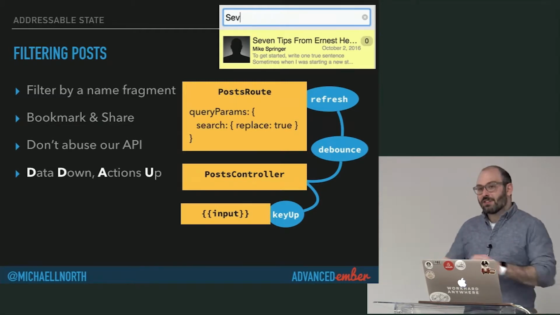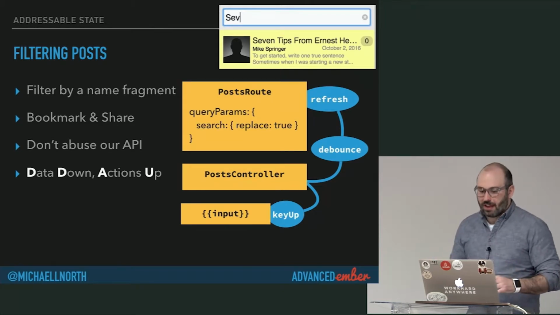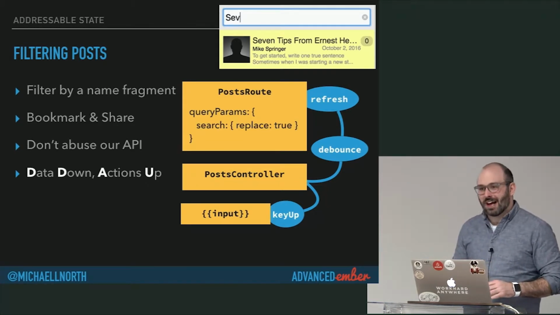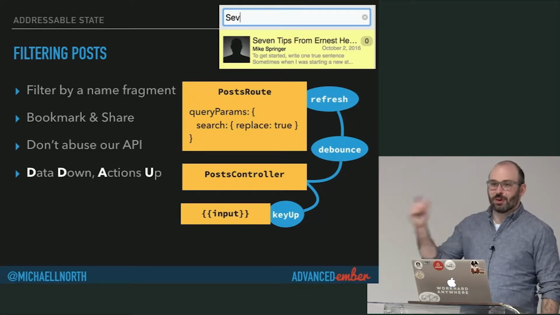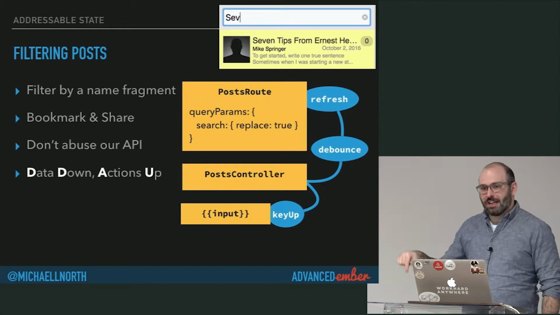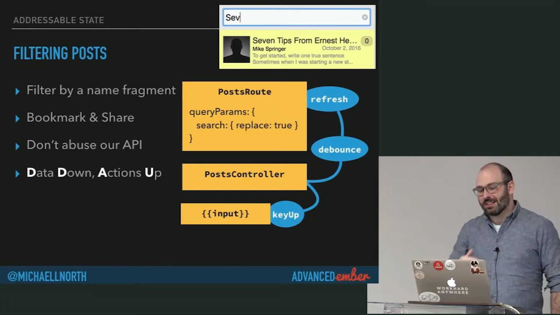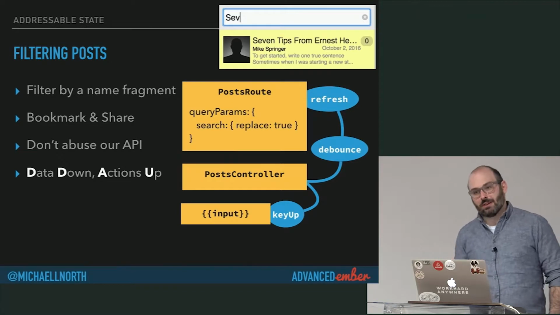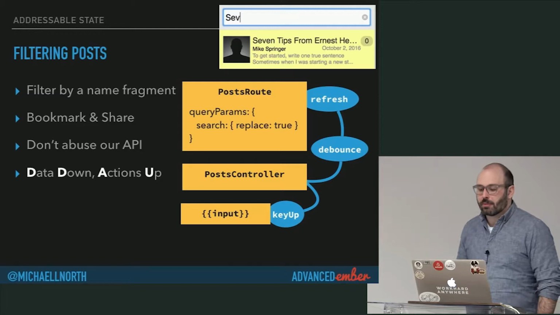So the advantage of taking this approach is that if you use two-way data binding with the refresh model option on this query param, you're going to end up firing new requests to the API with every key that you type. And as you backspace, you're going to be trying to filter the list as well. There's no opportunity to debounce when you have two-way data binding. And so this is the data down, actions up approach.